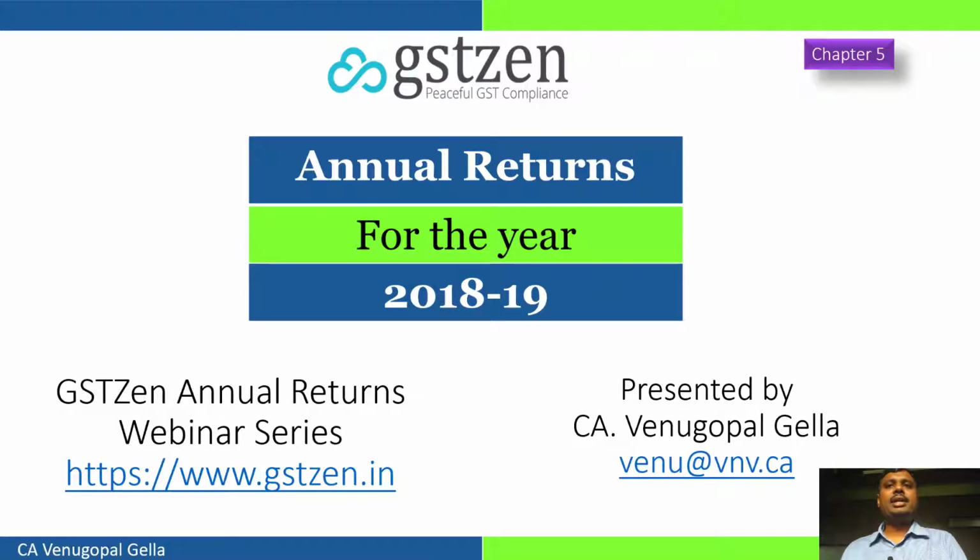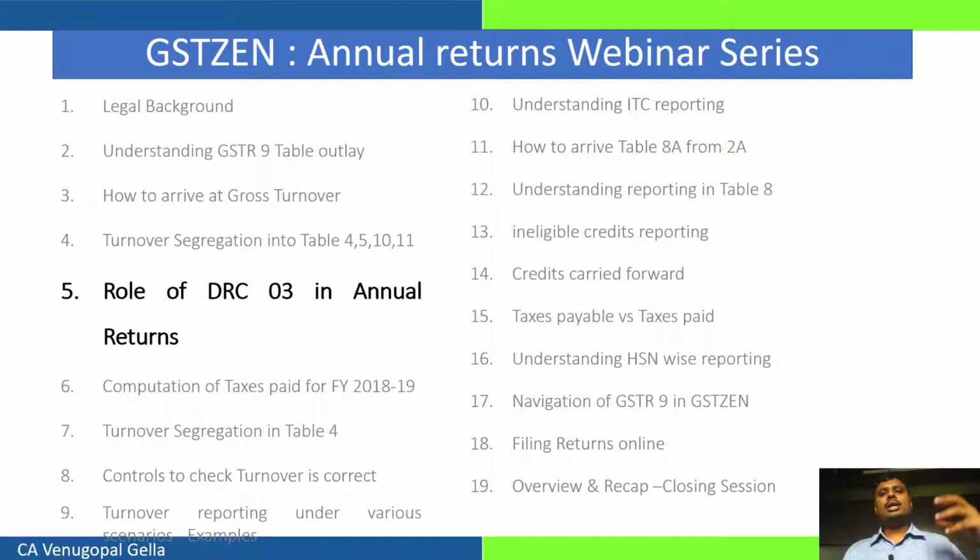In this chapter, we are going to understand the role of DRC03 in the annual returns. In the earlier chapter, I have mentioned that whenever there are any discrepancies in the taxes, when the taxes are not paid, we can use DRC03.